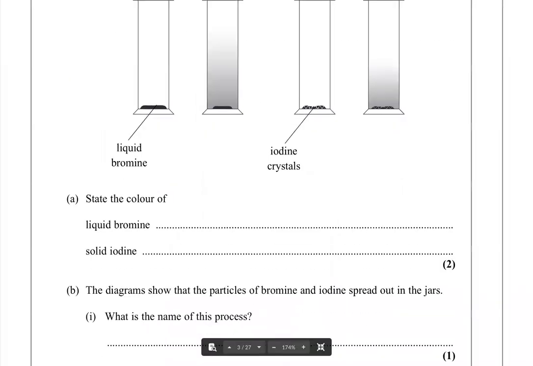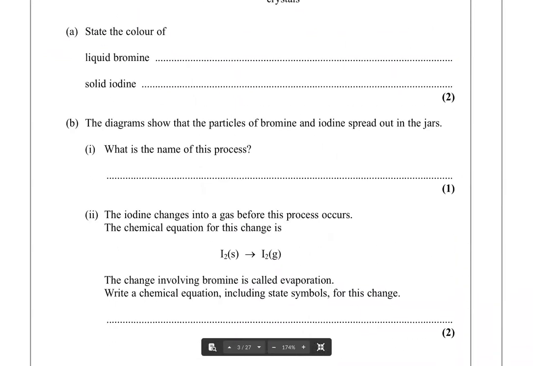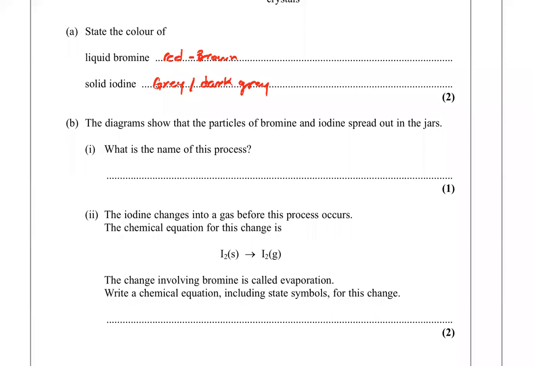وعندنا two jars فيها liquid bromine وiodine crystals. State the color of liquid bromine. liquid bromine بيبقى لونه reddish brown. طيب السوليد iodine بيبقى لونه gray وممكن نكتب black أو dark gray. ممكن نكتب dark gray وممكن نكتب black. يبقى gray, dark gray, black.